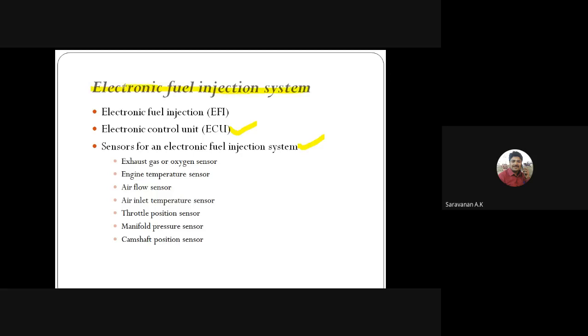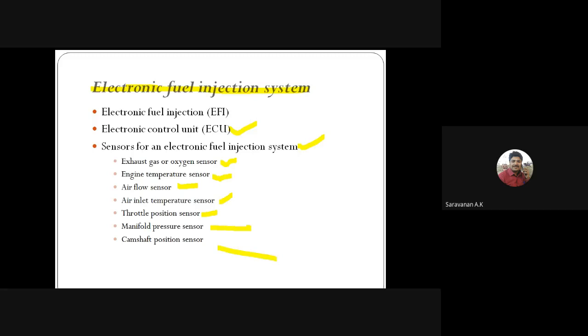Then we can see first what the monitoring system is, and second what the control system is. For the monitoring system we are using plenty of sensors, many sensors for monitoring the fuel injection system. Here we can see the exhaust gas or oxygen sensor, the engine temperature sensor, airflow sensor, inlet air temperature sensor, the throttle position sensor, manifold pressure sensor, and the camshaft sensor.